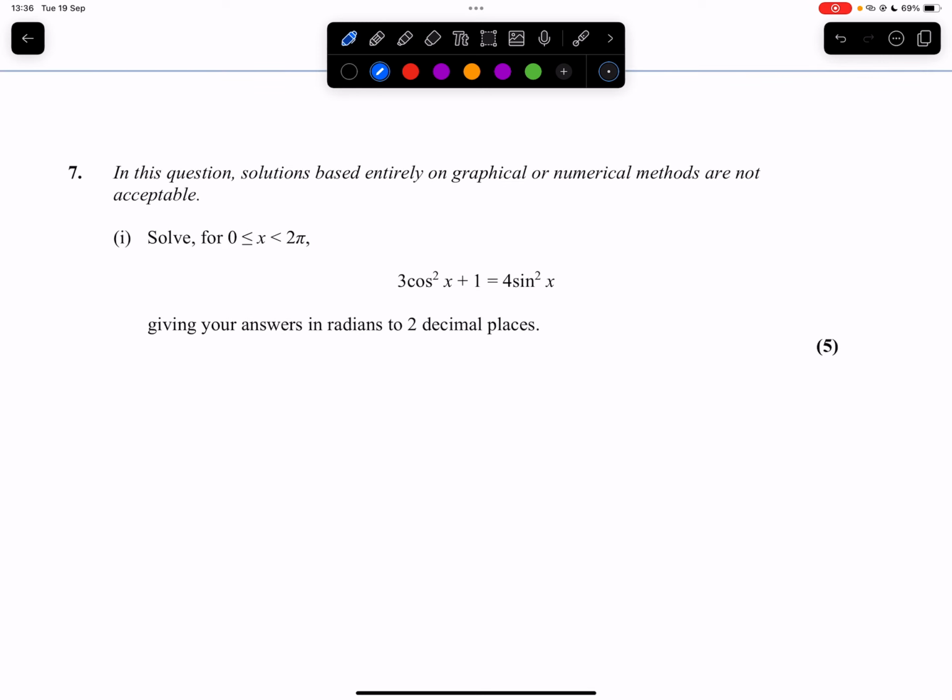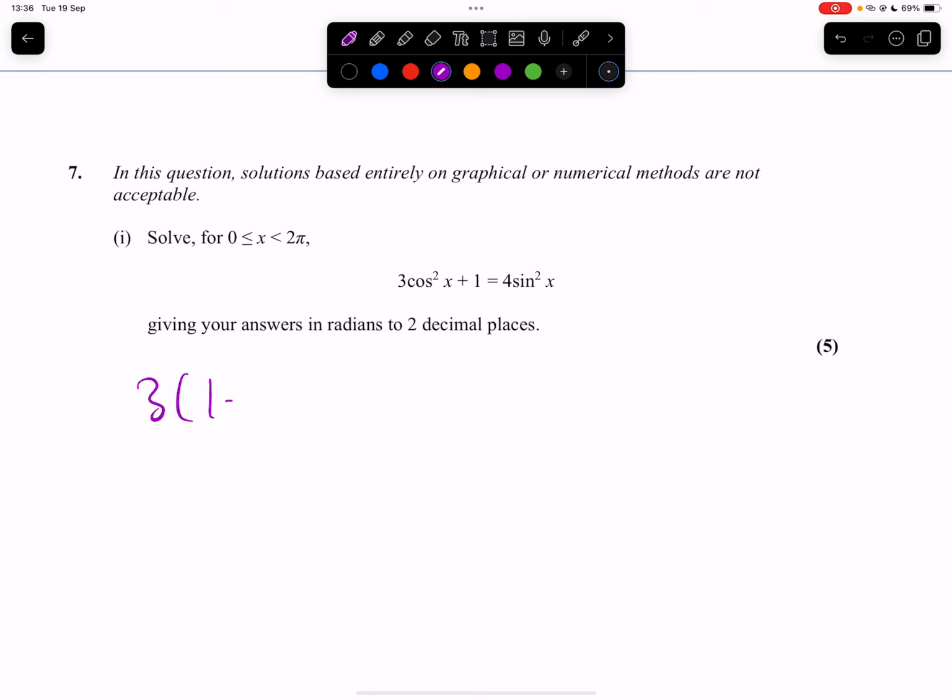Okay, question, well, I say 7, but whatever question we're on at this point. So it's a radians question and it's a trig identity. We are trying to solve that, giving your answers in radians to 2 decimal places. So the first thing we need to do is convert it so we have the same kind of trig function to deal with. And it doesn't matter whether you turn it into cos squareds or into sine squareds.